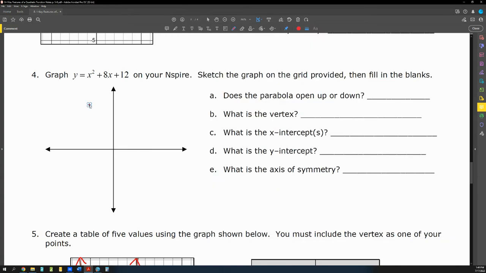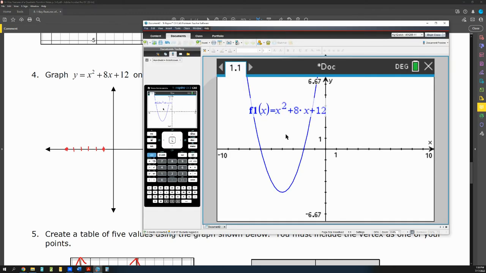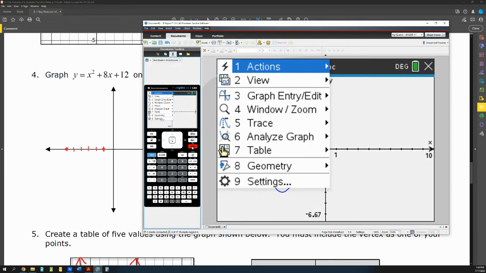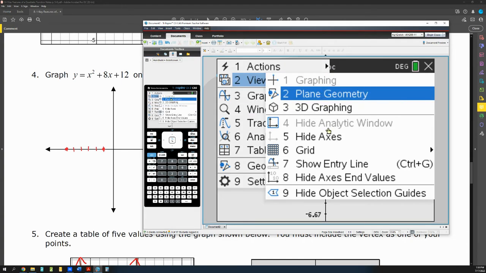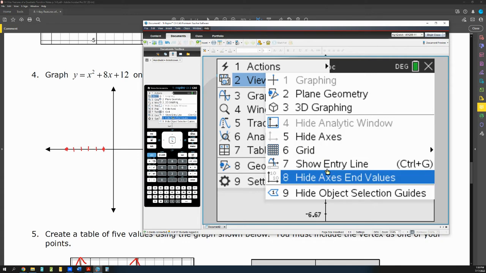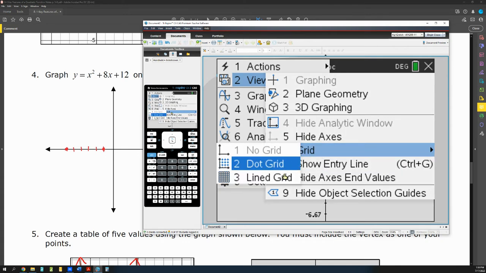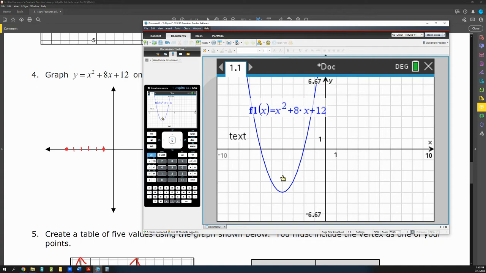Okay. So we have 1, 2, 3, 4, 5, 6. So we have one here and one here. The vertex, and I'm actually going to turn on my grid lines. So I'm going to go to Menu, then View, and then Grid. And I'm going to do a lined grid. There we go. So now I can see the coordinates for my vertex is negative 4, negative 4.